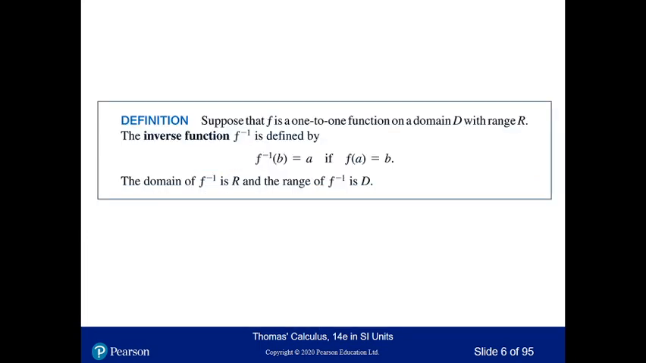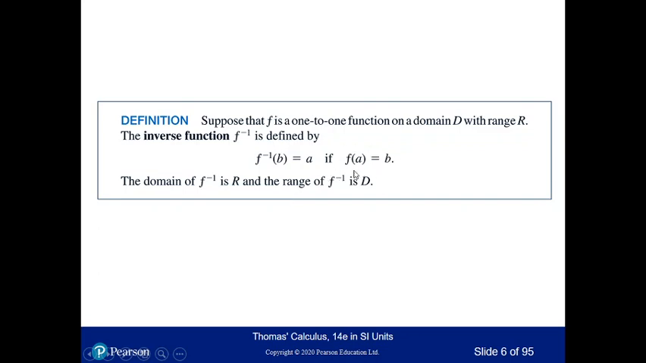Then what's an inverse function? First of all, we have a function y is equal to f of x, and we require that function to be one-to-one on its domain D with range R. The inverse function, with the notation f to the negative 1, is defined as f inverse of b is equal to a if f of a is equal to b. So that's the definition.